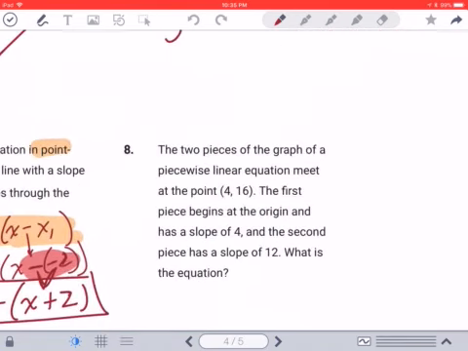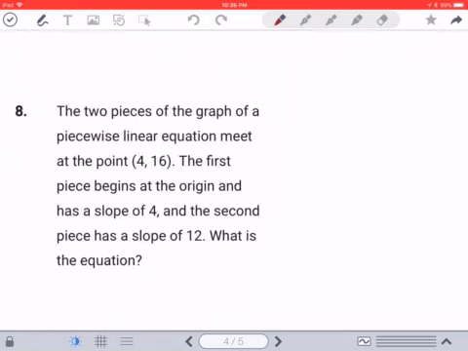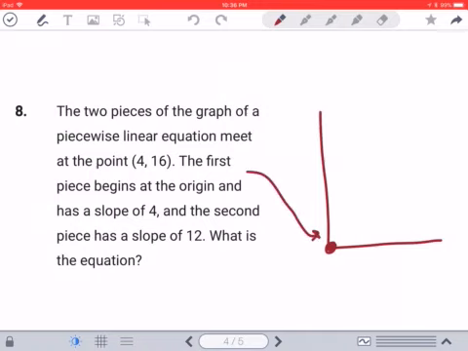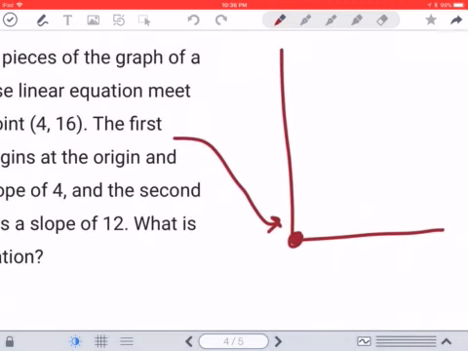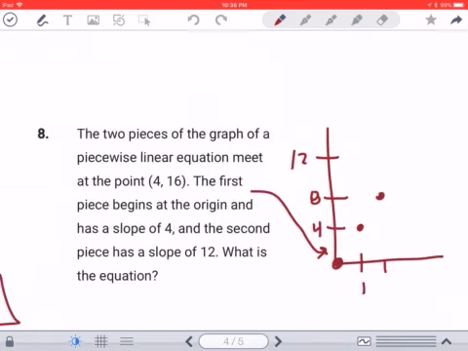Okay, part 8. The two pieces of a graph on a piecewise linear equation meet at the point (4, 16). The first piece begins at the origin with a slope of 4, and the second piece has a slope of 12. What is the equation? Okay, so it's a piecewise function. I'm just going to sketch it over here. The first begins at the origin. The origin is (0, 0), and has a slope of 4. So it's going up 4 over 1. And then it's going up another 4 because the slope is 4 over 1.